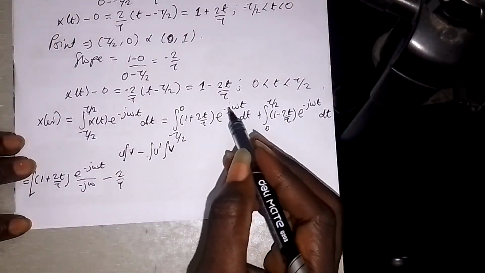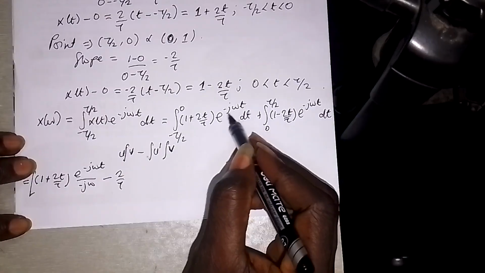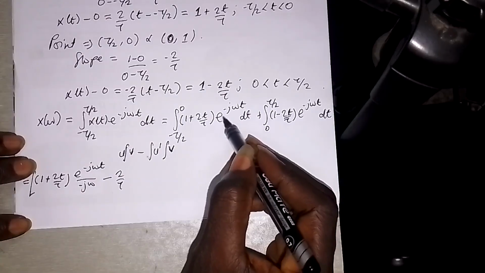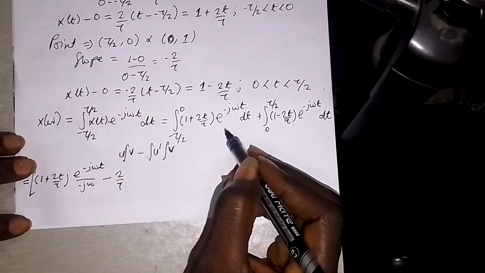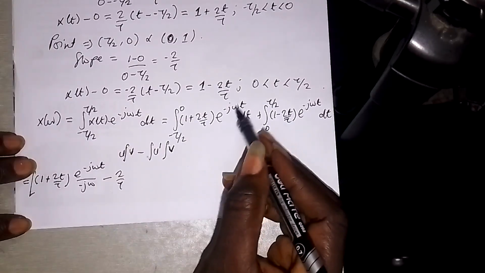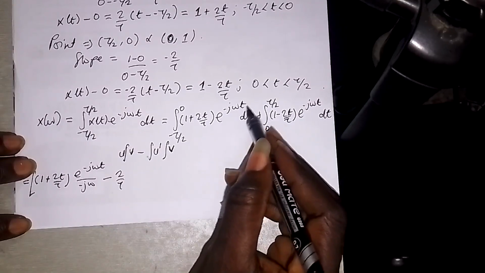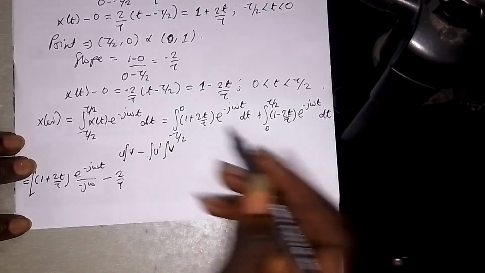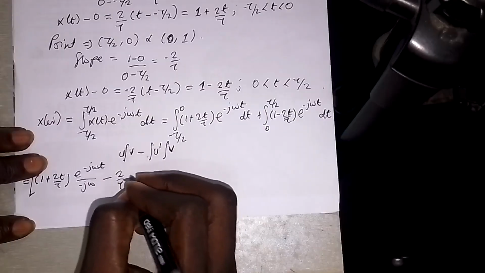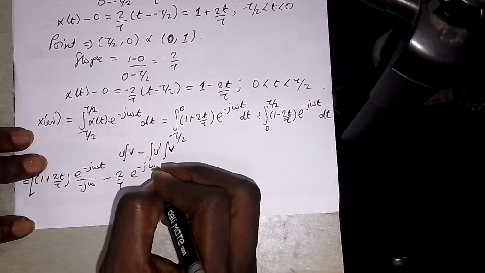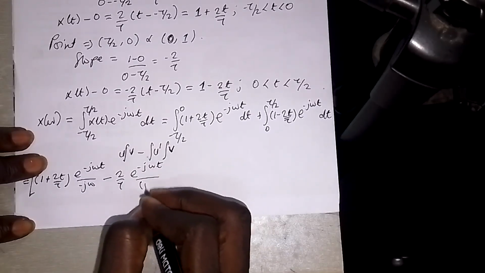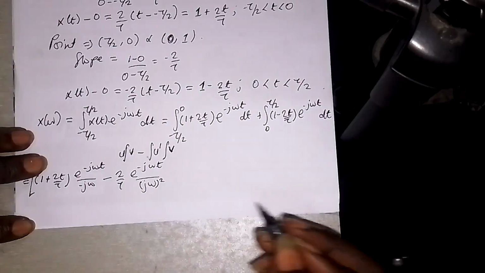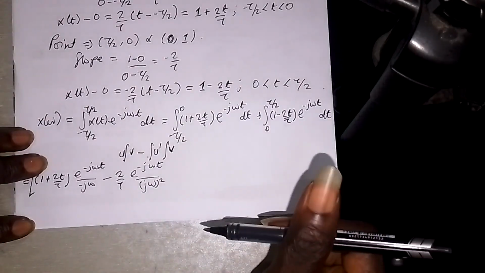Then I will integrate this one 2 times. If I integrate the first time, I'll get e exponent minus j omega t on minus j omega. Then I'll integrate another time, and I'll get e exponent minus j omega t on j omega squared. So if I integrate it 2 times, this is what I'm going to get.